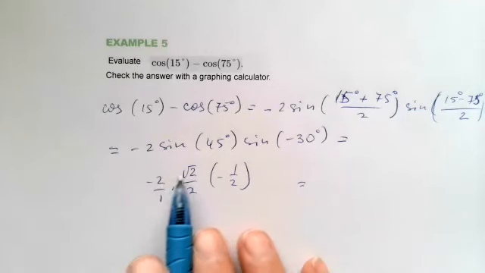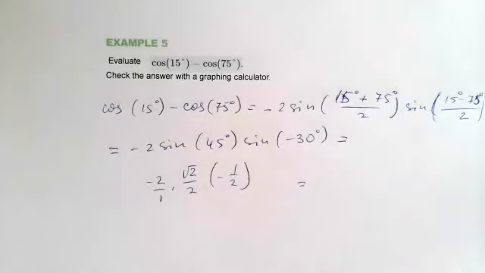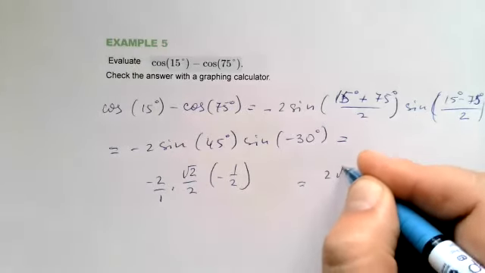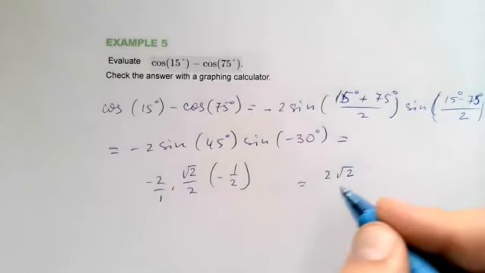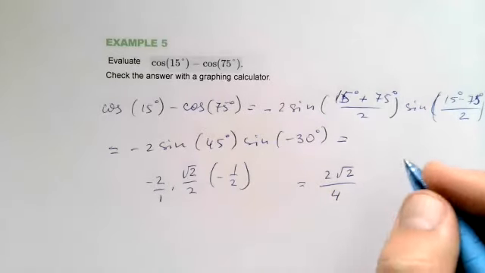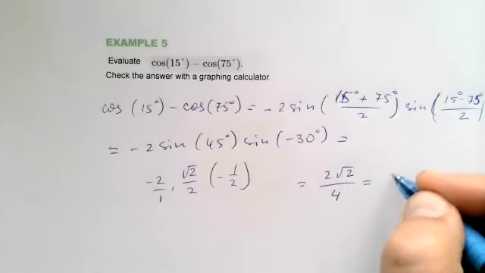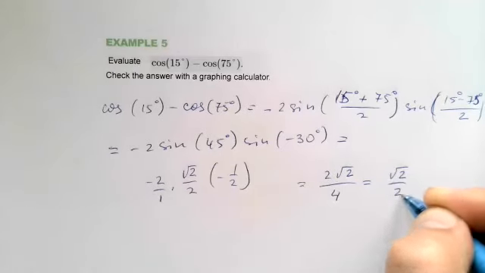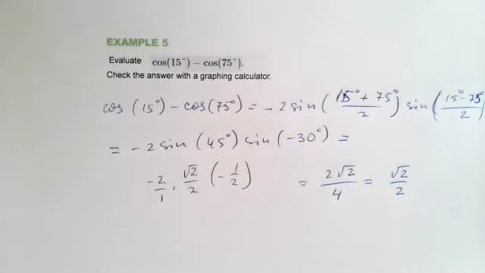So I'm going to have 2 square roots of 2 on top. On the bottom, it's 1 times 2 times 2, so that's going to be 4. And after we simplify this expression by a factor of 2, we're going to get square root of 2 over 2. So that's our example 5.